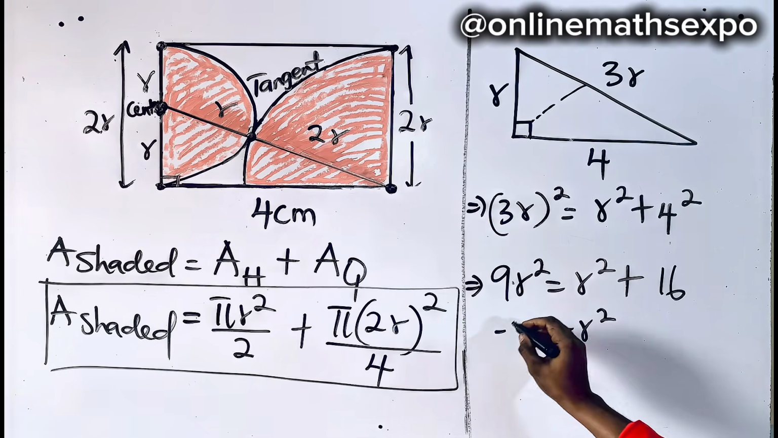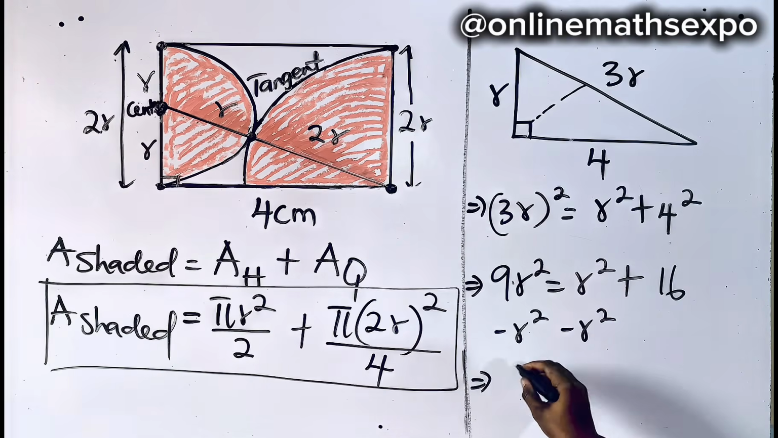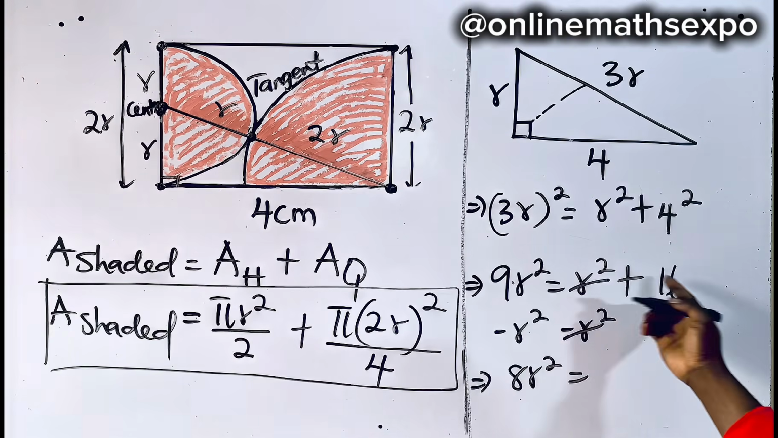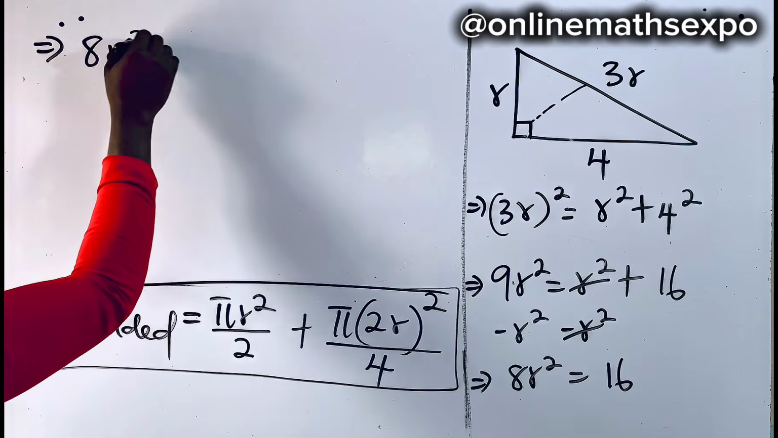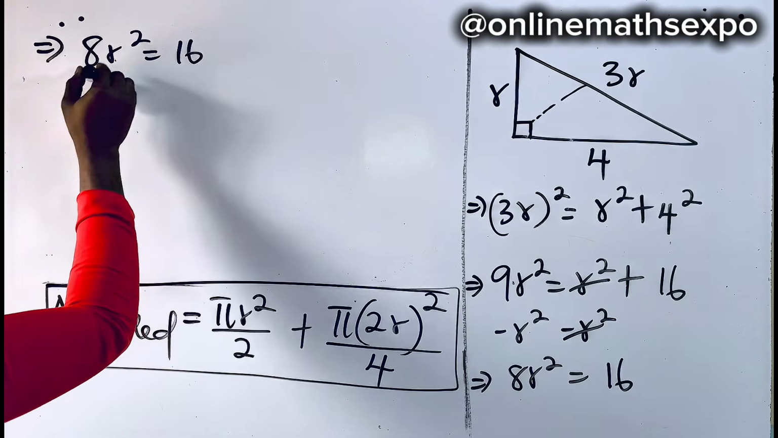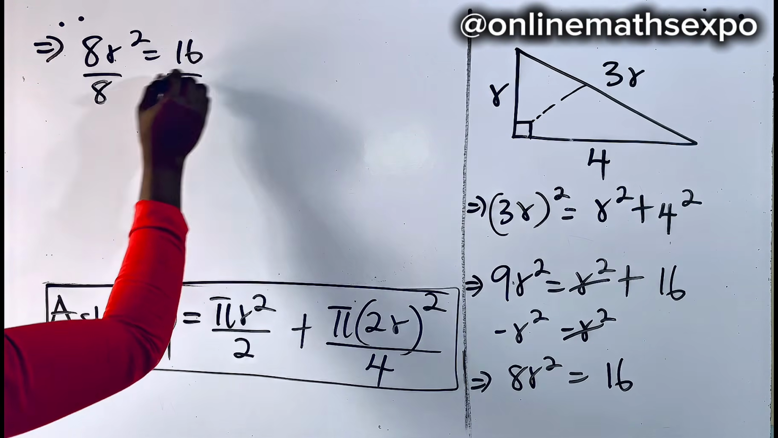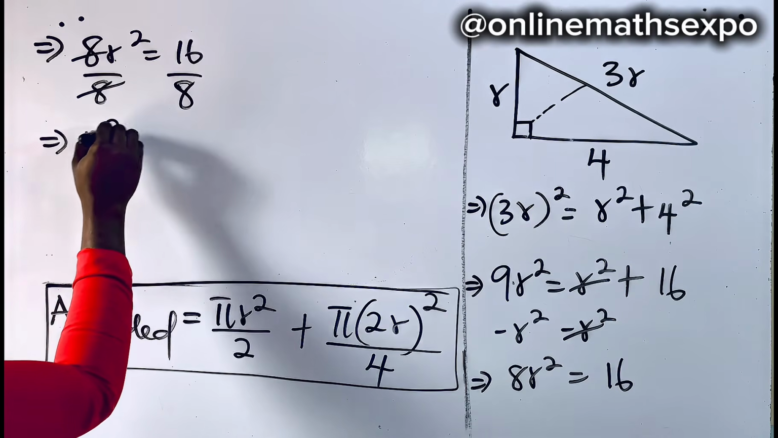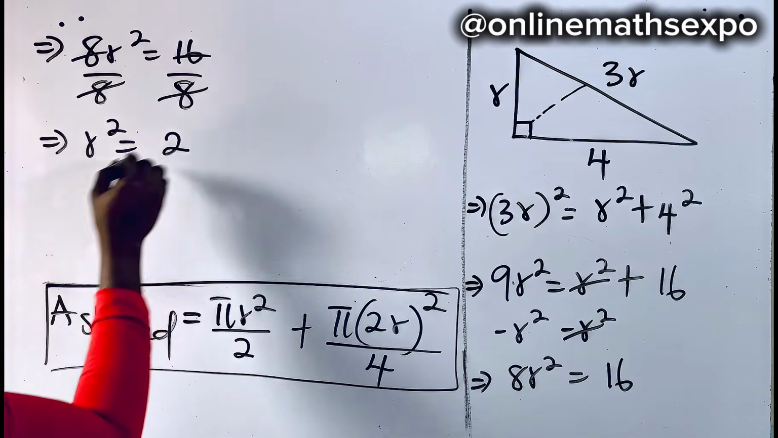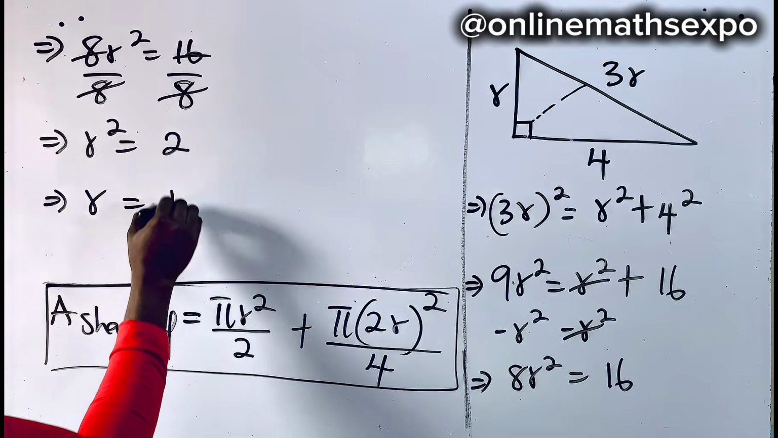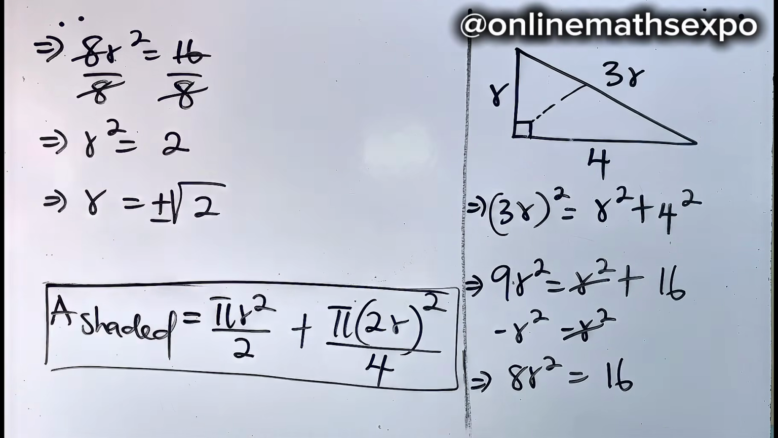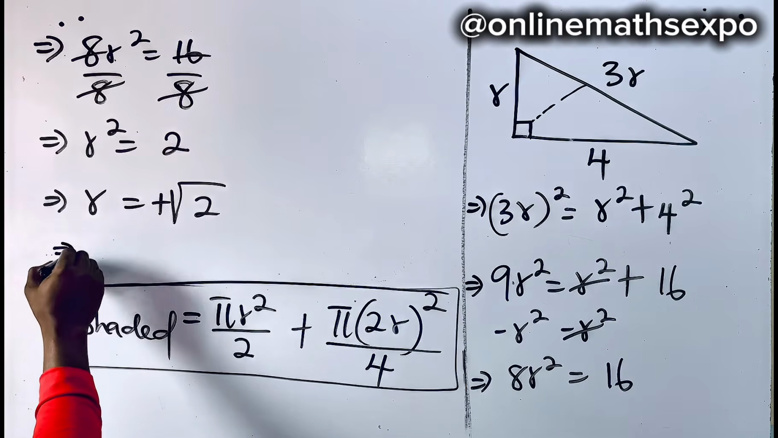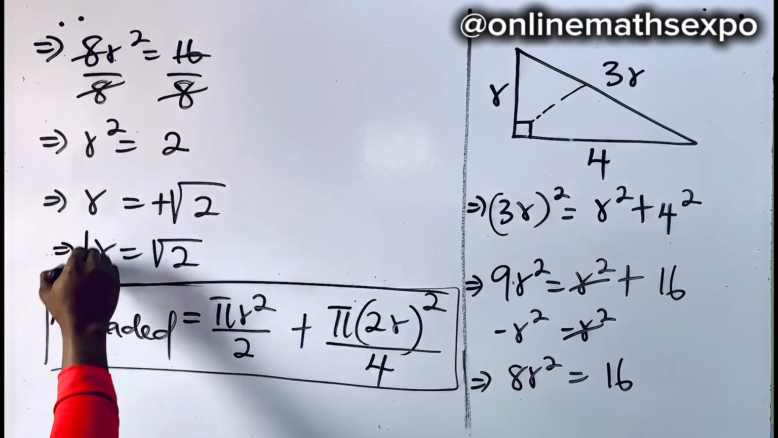What do we do? Subtract r squared from both sides. When you do that, this will give us 8r squared. If you subtract this, you are left with 16. Keep solving. 8r squared is equal to 16. To get r squared, divide both sides by 8. If you divide this, it gives you 2. Then to get r, you take the square root, both the positive and negative, to remove the square. But because the radius cannot be negative, we only take the positive square root. Then we have it that the radius is just square root of 2.